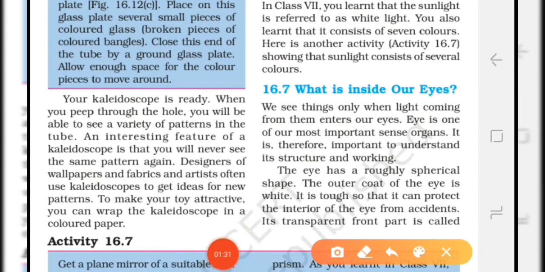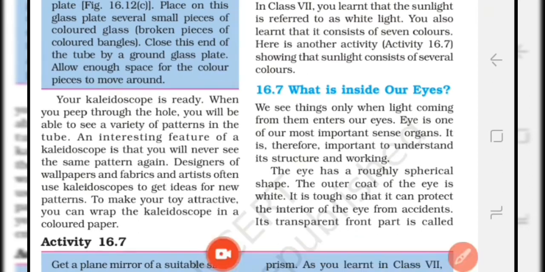So what are the uses of a Kaleidoscope? A Kaleidoscope is used to see a variety of patterns in the tube. An interesting feature of the Kaleidoscope is that we will never see the same pattern again. Designers of wallpapers and fabrics use the Kaleidoscope to get ideas for new patterns.